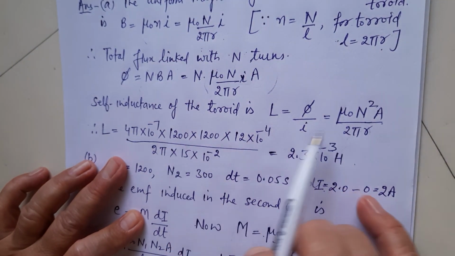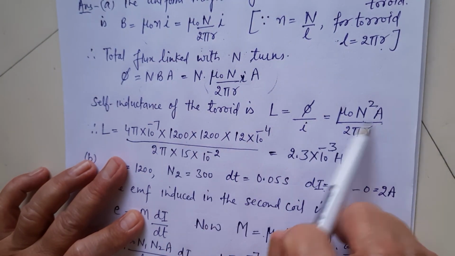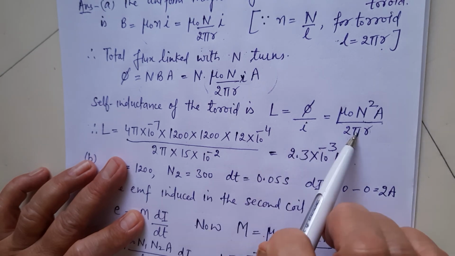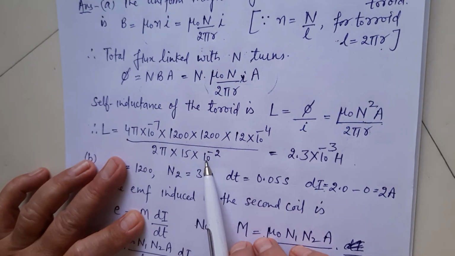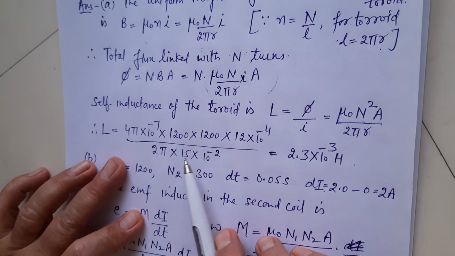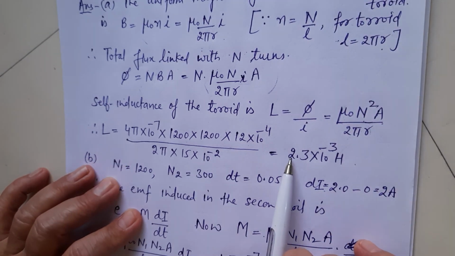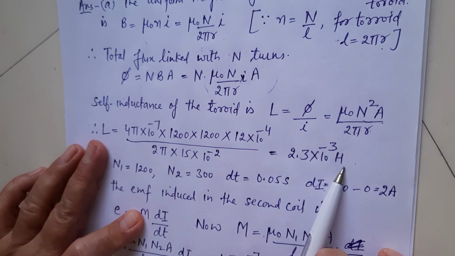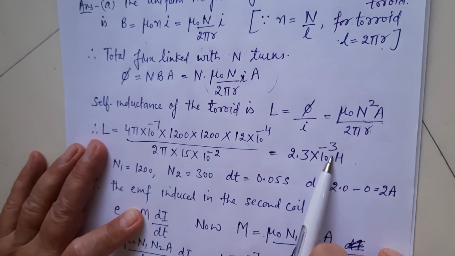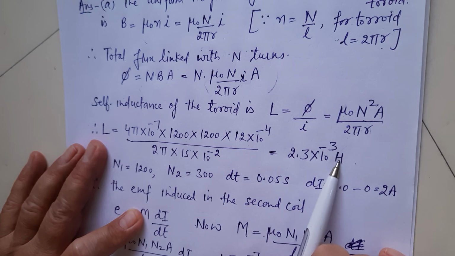This is mu naught. This is the number of turns. This is the area of the coil. And this is 2 pi, and this is the radius of the coil. So the answer is 2.3 into 10 to the power minus 3 Henry. The unit of L is Henry. If you don't write Henry, half marks will be deducted.